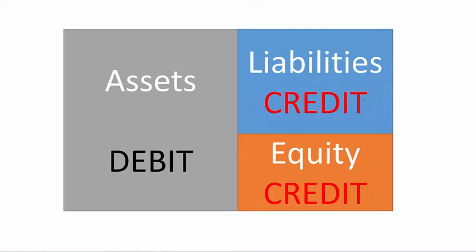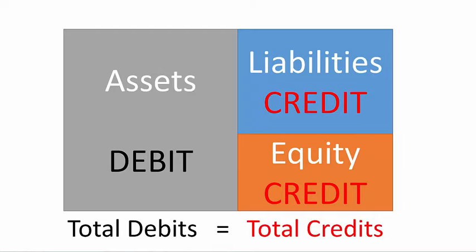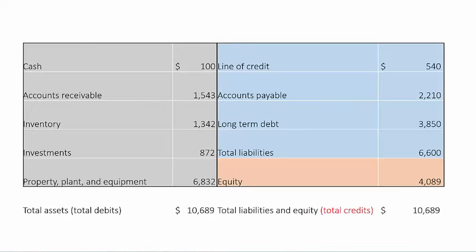Because the box on the left must always equal the boxes on the right, you can add up all your asset debits and do the same for your credits in the liability and equity boxes, and lo and behold, you'll discover that they always equal. For this reason, when we populate these boxes with numbers to create a report, we call this report a balance sheet.